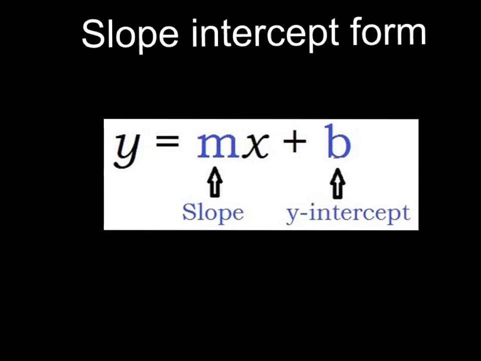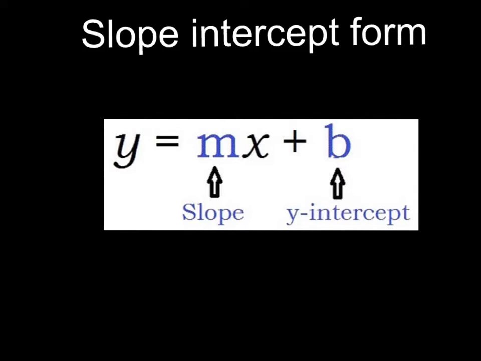This lesson is on slope-intercept form. Slope-intercept form is an equation that tells you how a line is graphed, and it is always in this form: y equals mx plus b. M is always the slope. So whatever you find the slope to be, it's going to be m.